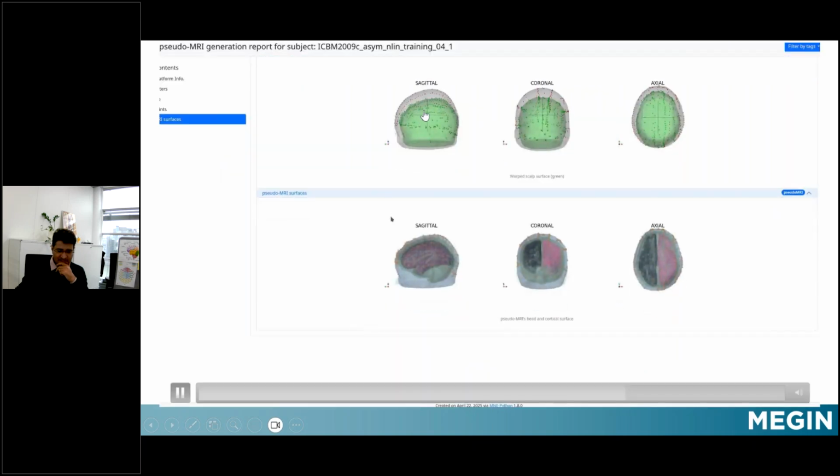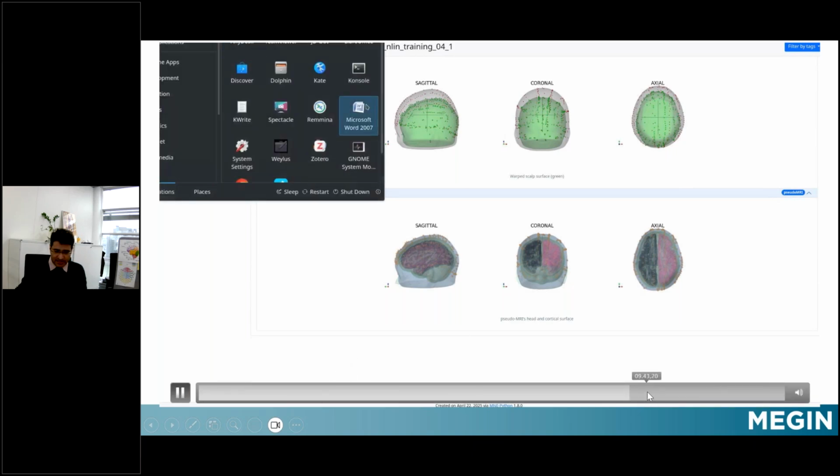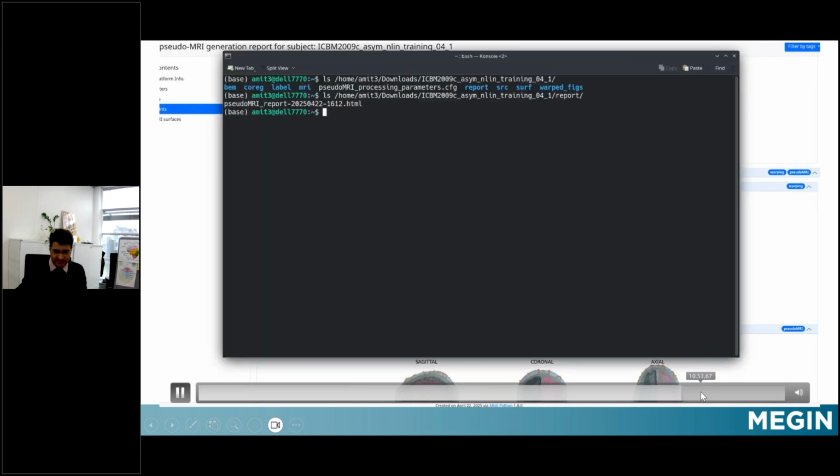So this is the scalp surface, and here you can see all those surfaces, the BEM surfaces and cortical surfaces, overlapped with digitization points. You can see that these are very well warped, and this might be very close to the individual MRI. Now in the end, it will also warp the MRI.